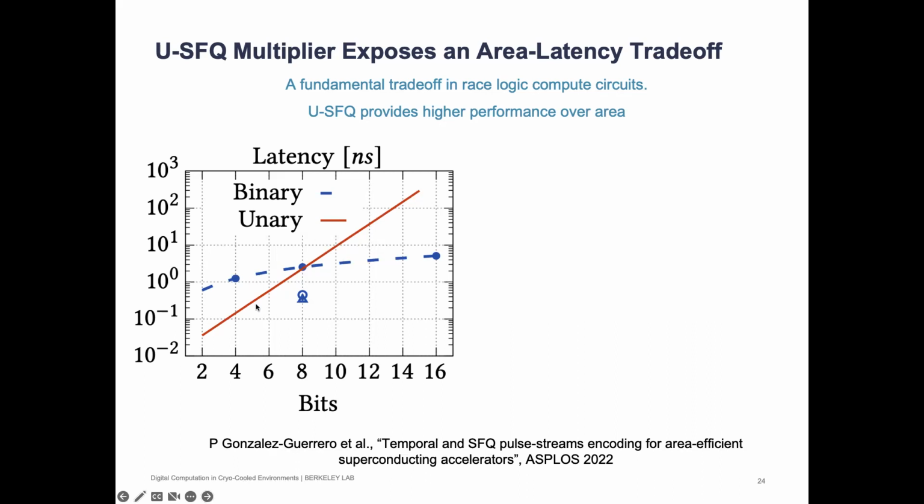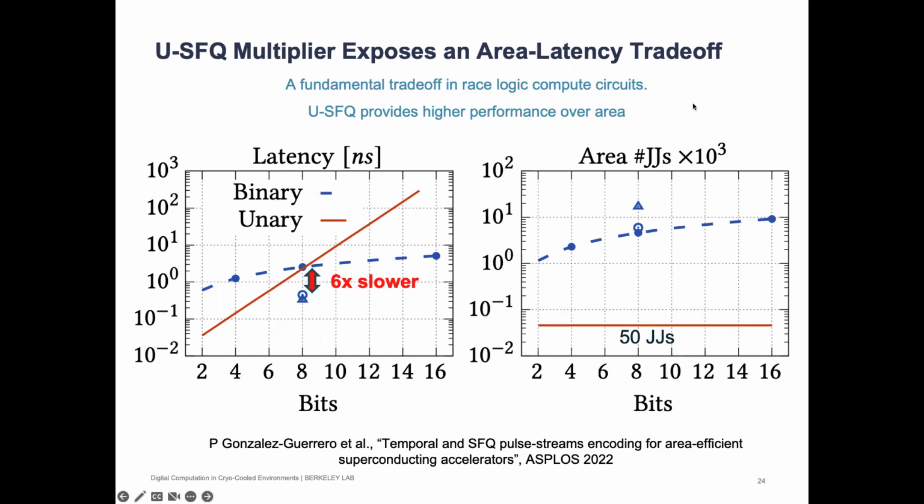I'm going to show you a CNN. But let's stick with 8 bits, which is a pretty common bit width for many applications. Our multiplier is 6 times slower. And by the way, these dots here are other binary multipliers that have been published before. This line here is our model. But the dots are demonstrated multipliers. So yeah, it's slower. But now I'm showing you a graph of the latency of the area.